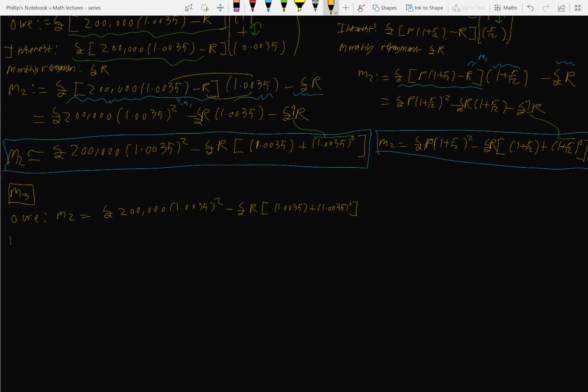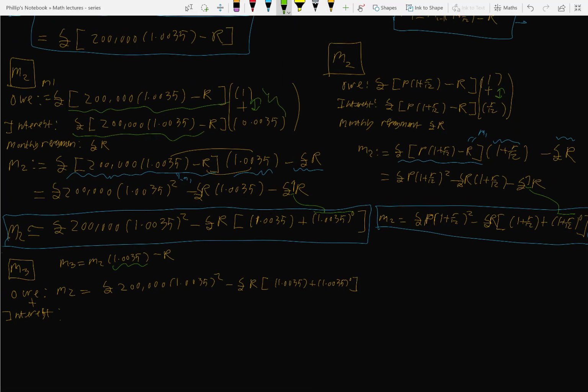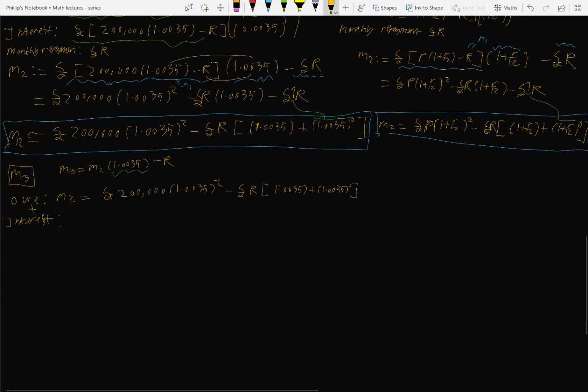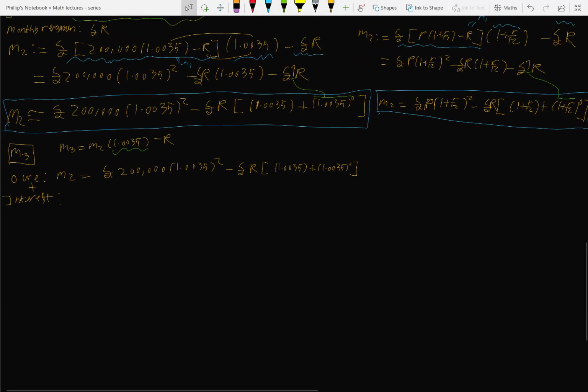So the interest in this case is just going to be, I'm going to take what we owe, M2. So M3 is going to be: take what we owe, M2, add on the interest, so 1.0035, take off the monthly repayment, so we're going to do that. So the interest is just going to be what we owe plus the interest, and we just put it as this factor over here. We add the factors up to write it as one line rather than two lines, but we'll do it as two lines one more time, because it's going to be the last time we do it anyway.